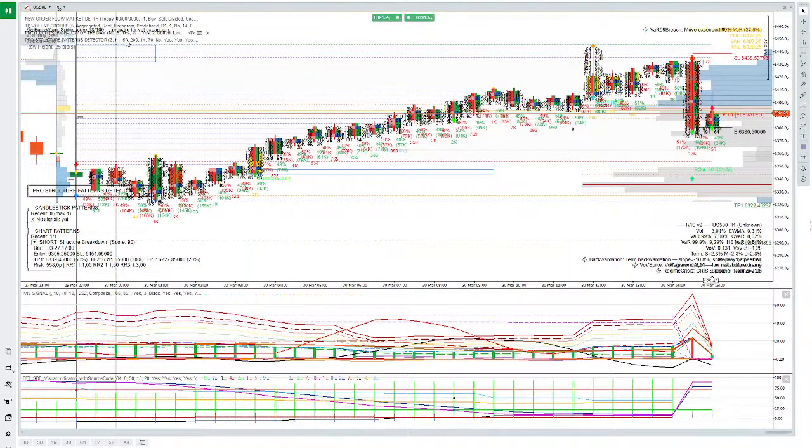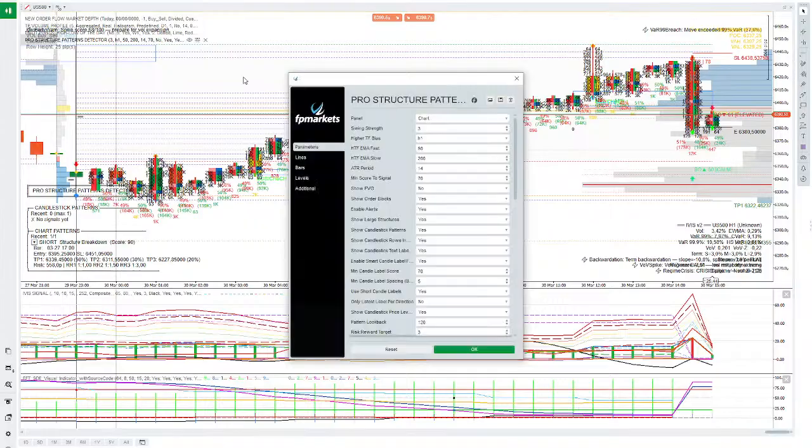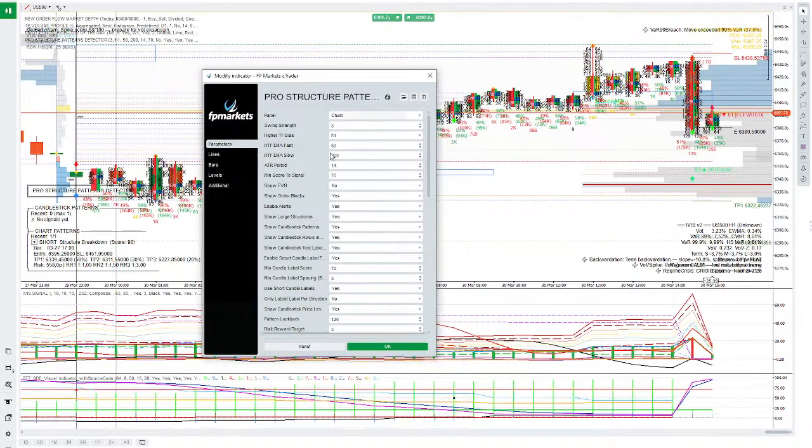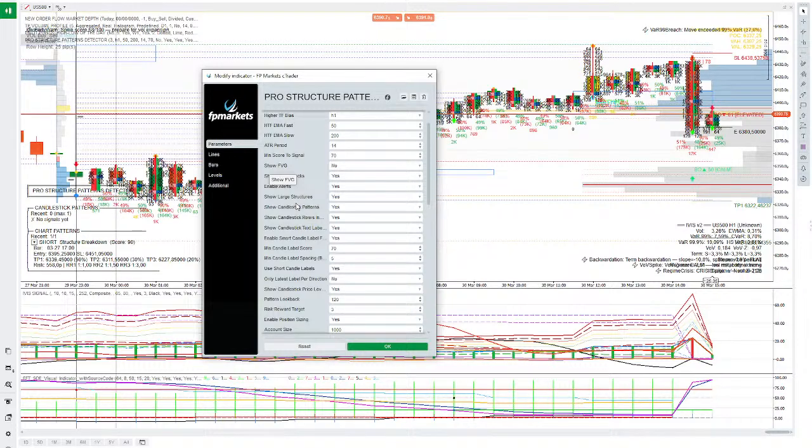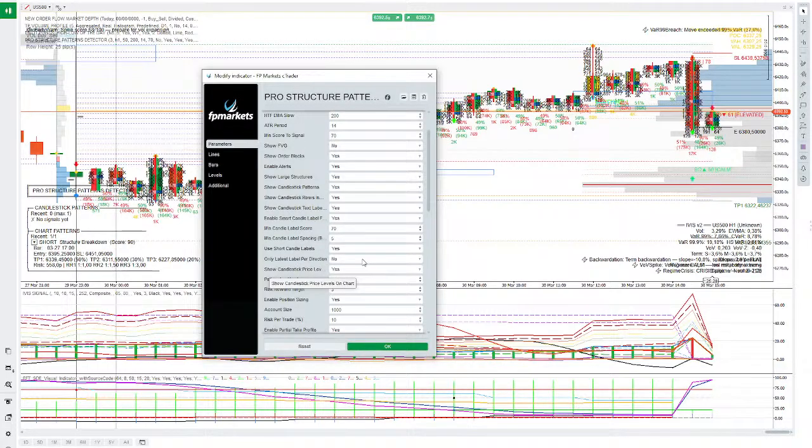So we have our pro structure patterns detector, right? It's custom made indicators. It will show you everything: fair value gap, order blocks, large structure like chart patterns, candlestick patterns, only latest label per direction. You can decide basically everything. You can decide the score. So you want minimum score signal 70 for accuracy, something more relaxed, like 60.